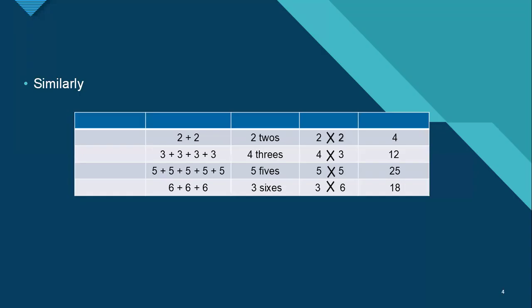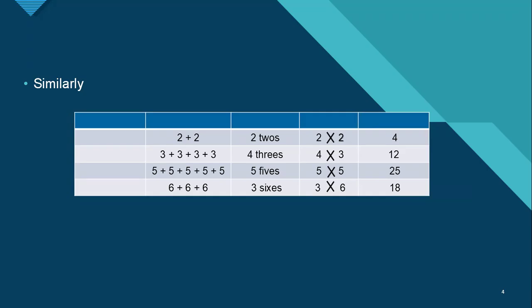Now move to the second slide. Similarly, if we have two twos, that means 2 plus 2, that is 2 multiplied by 2, which is 4. 3 plus 3 plus 3 plus 3, 4 times, that is 4 threes. That is 4 multiplied by 3, or we can say 4 in the group of 3. 2 in the group of 2, 5 in the group of 5, 3 in the group of 6. Similarly, 4 multiplied by 3 is 12, and 5 multiplied by 5 will be 25, 5 in the group of 5. 6 plus 6 plus 6, that is 3 times 6, that is 3 sixes.